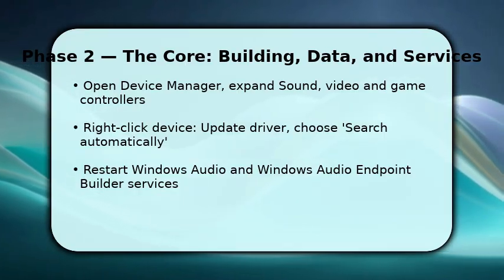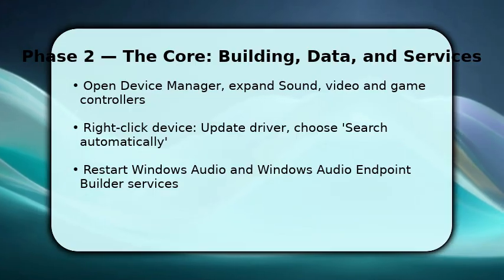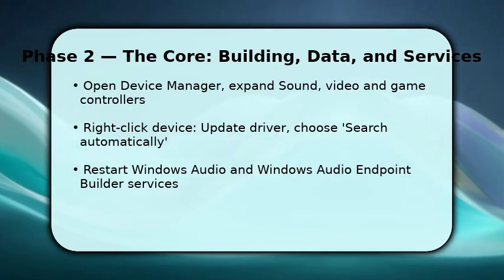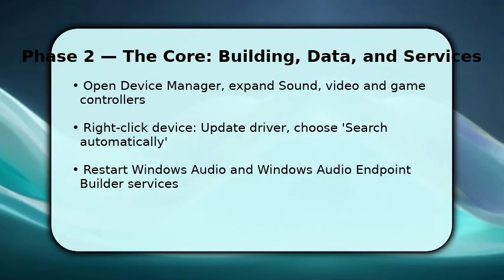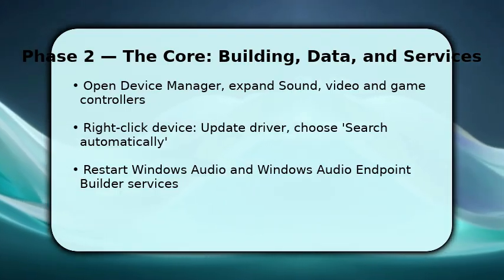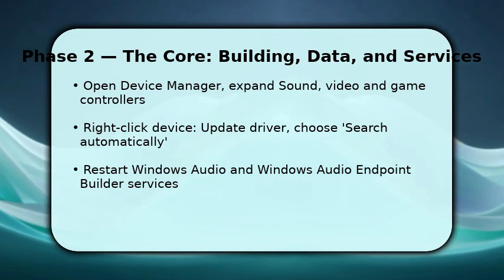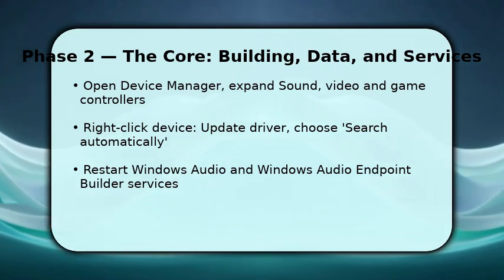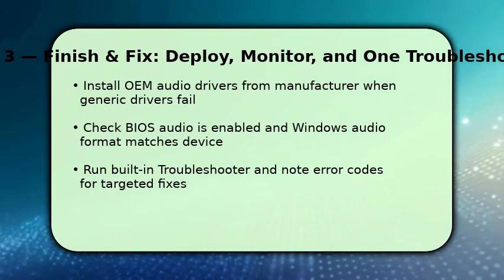Next, press Win+R, run services.msc, and restart Windows Audio and Windows Audio Endpoint Builder. These services route sound. Once done, test audio. If it fails, proceed to Advanced Codec and BIOS checks. You finish with Advanced Fixes.